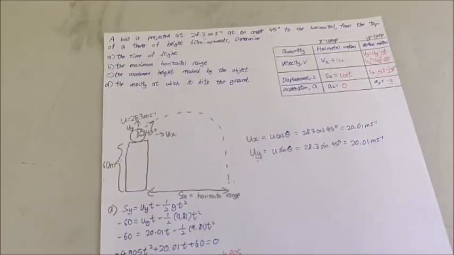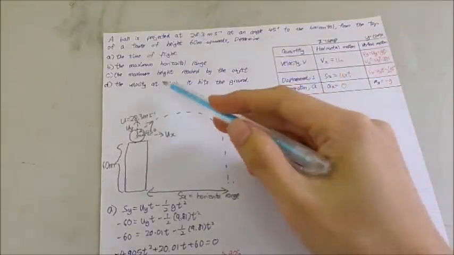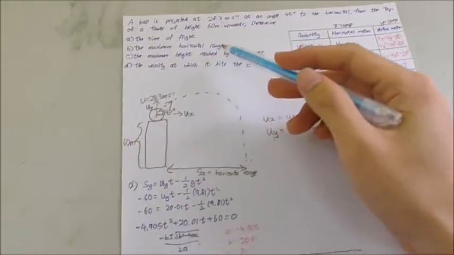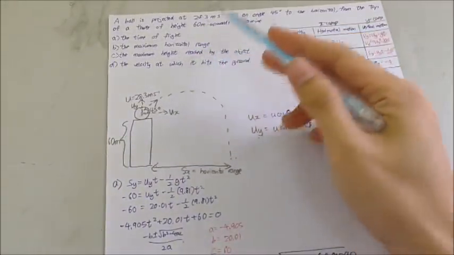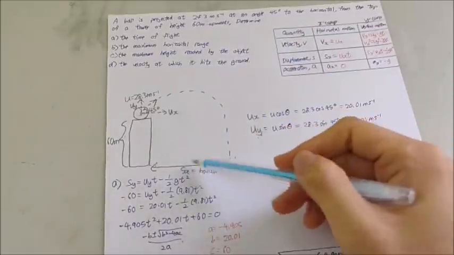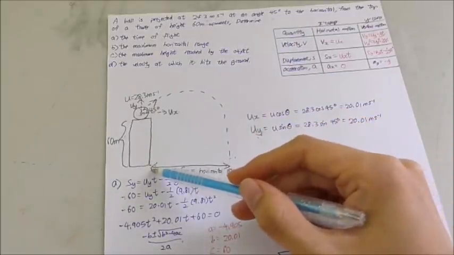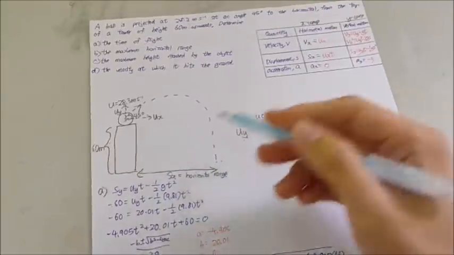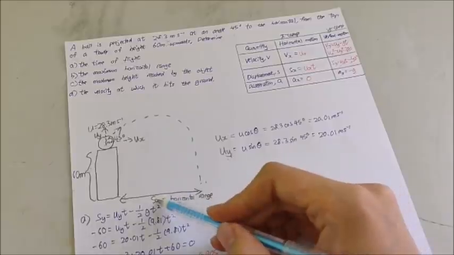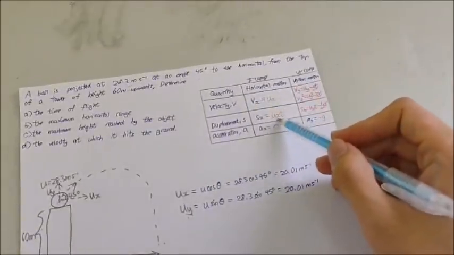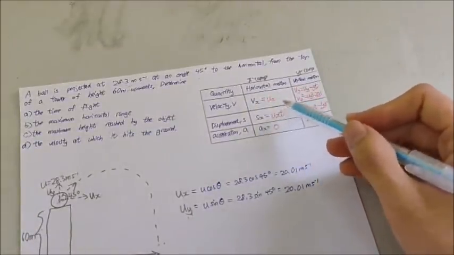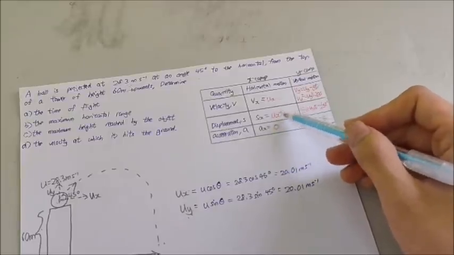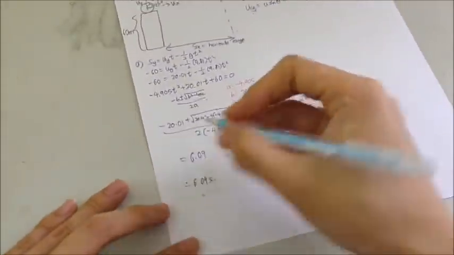Okay, going to part B. Determine the maximum horizontal range. Like I said before, what is horizontal range? Horizontal range is basically equal to Sx, which is the distance from here to the ending point. Do we have the formula for the Sx? Yes, by referring to this one, Sx is equal to Ux multiplied with T. Alright, so just copy it.